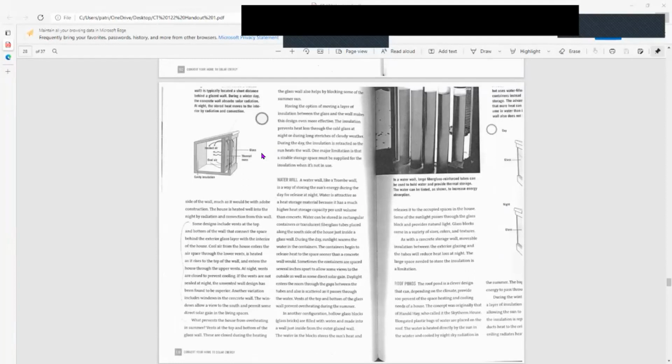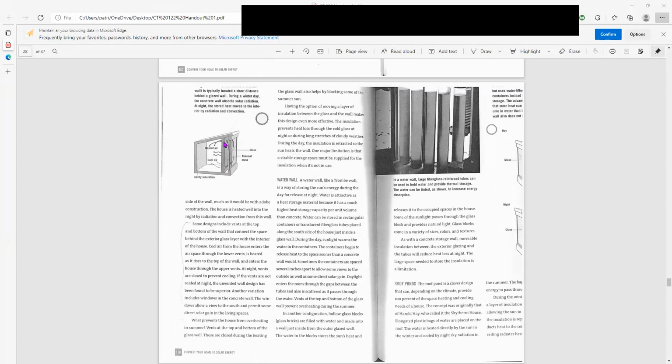So the first one here is putting an actual wall behind the window. It doesn't do a lot for your view, so that's one of the main problems here. But what happens is it's got vents. The wall heats up from the glass.